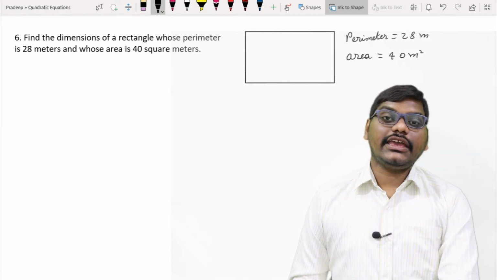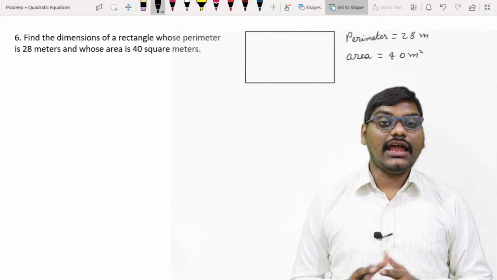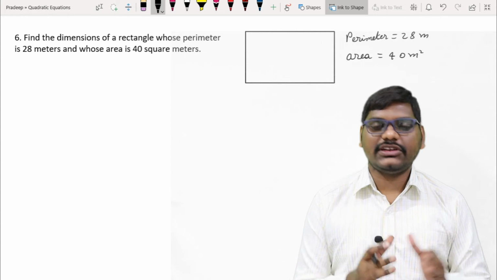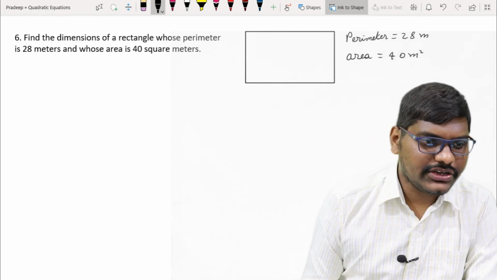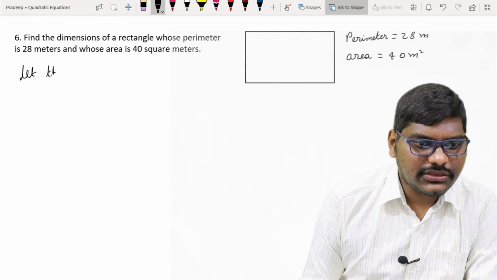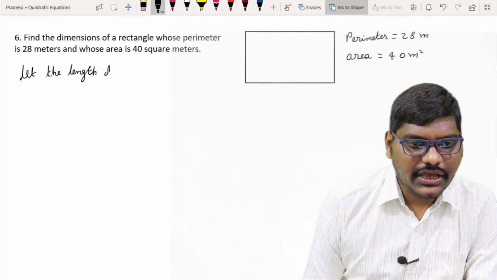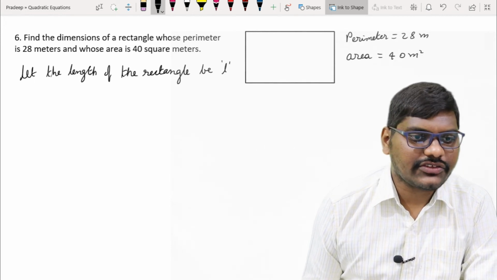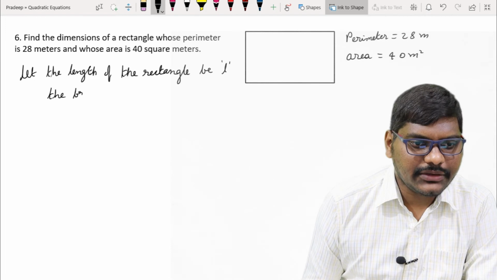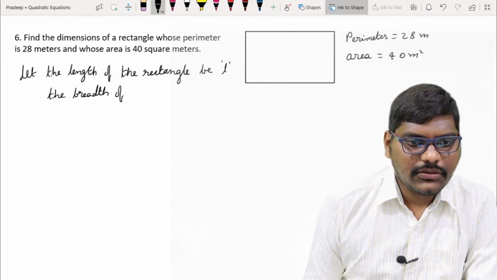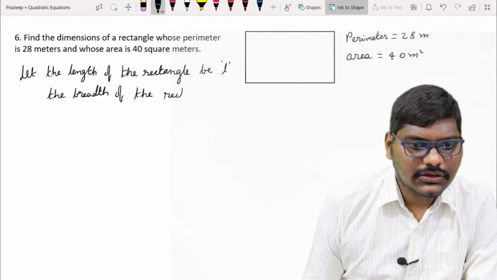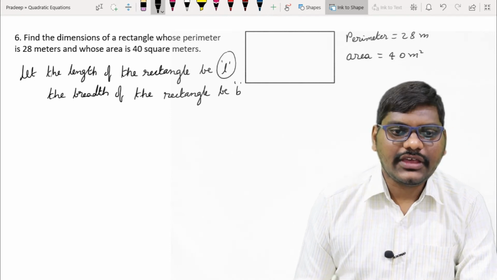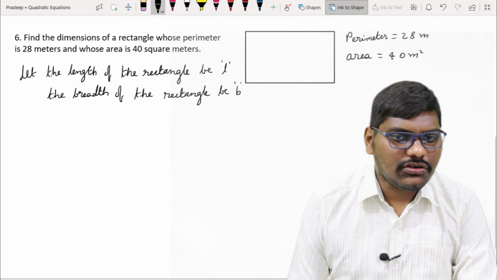So now they gave the perimeter and area of this particular rectangle and they are asking us to find out the length and breadth of this rectangle. So let us do that. Let the length of the rectangle be L, and the breadth of the rectangle I'll take as B. Okay, length is L and breadth is B. So now let's go forward.